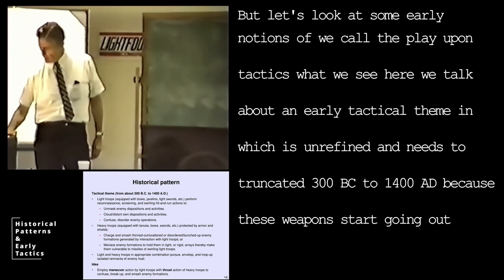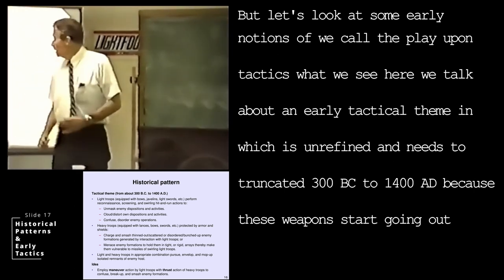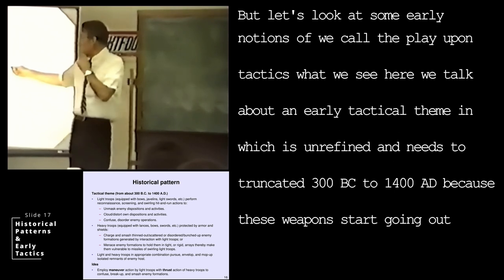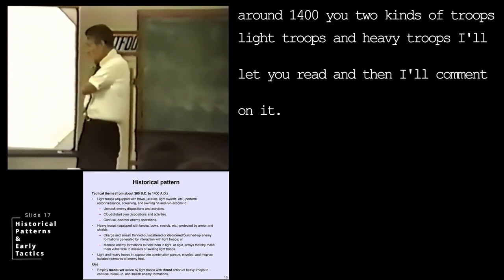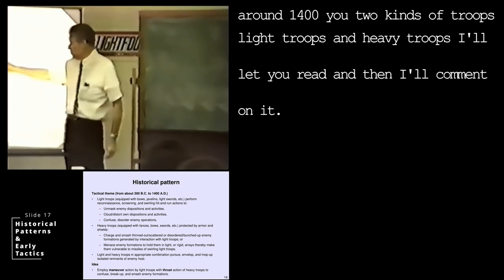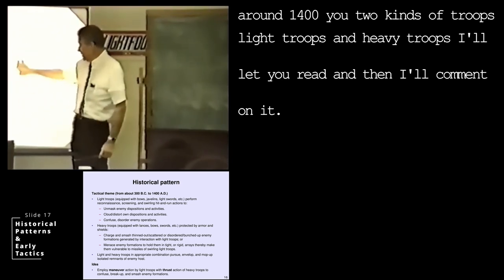What we see here, we call an early tactical theme, in which, and the only reason why the date's truncated, 300 BC to 1400 AD, is because these weapons start going out around 1400, you had two kinds of troops, light troops and heavy troops. I'll let you read it, then I'll comment.